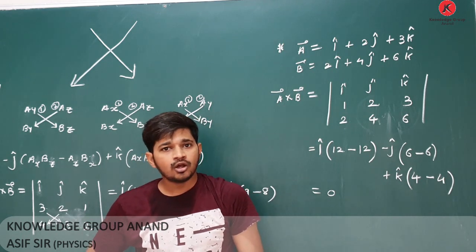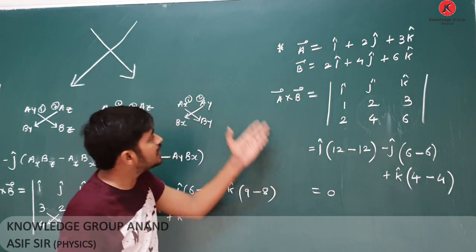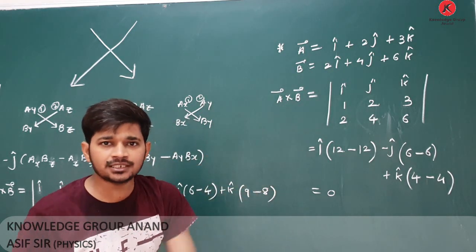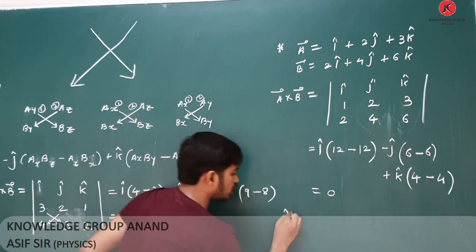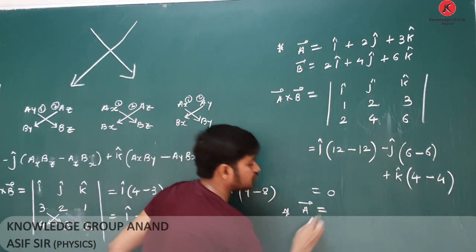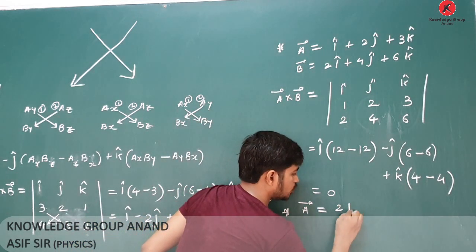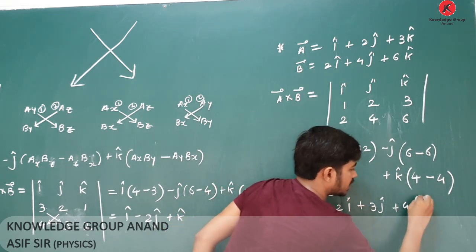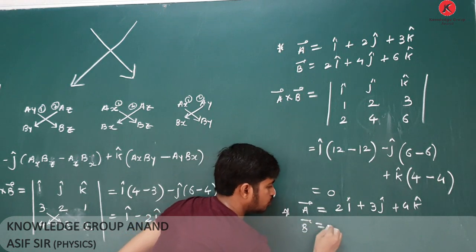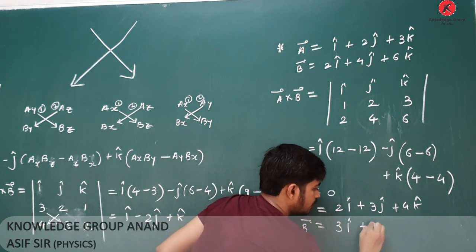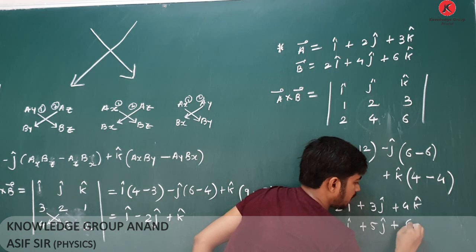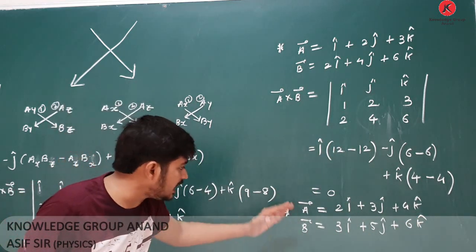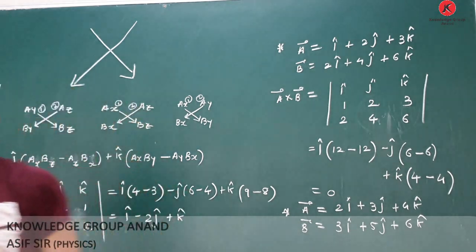Clear about this? So here it is the cross product. You have to remember this. Last one question as your homework. Find the cross product of A is equal to 2i plus 3j plus 4k, B is equal to 3i plus 5j plus 6k. Find the cross product of these two vectors A and B.